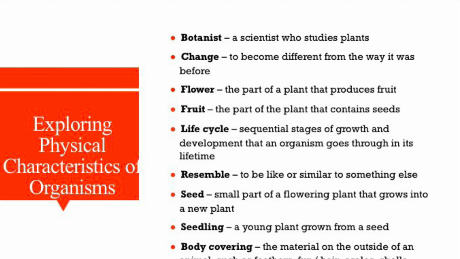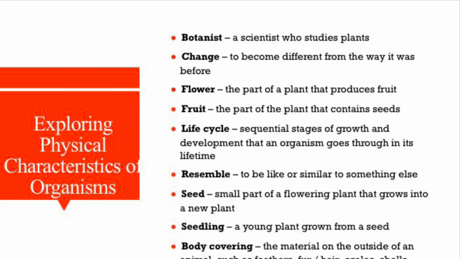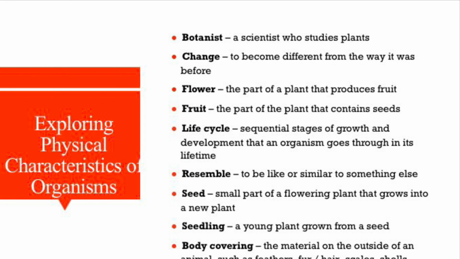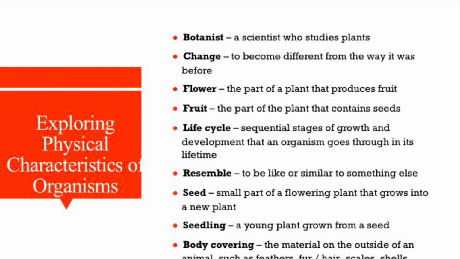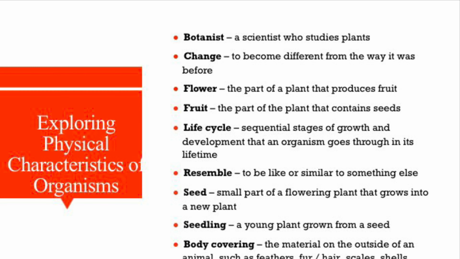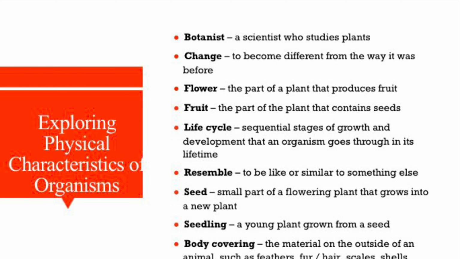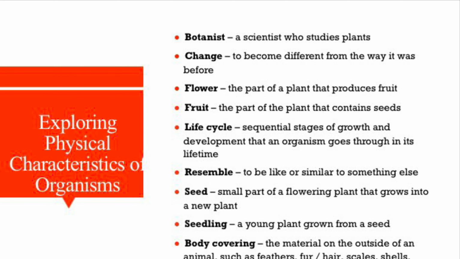What do we use our seeds for? Seeds are small parts of flowering plants that grow into new plants. Yes, we make new plants with seeds. Life cycle, sequential stage of growth and development that an organism goes through in its lifetime. Body covering, the material on the outside of an animal, such as feathers, fur, hair, scales, shells, skin, or exoskeleton. Resembles. Resemble is to be like or similar to something else. A part, a portion of an organism.